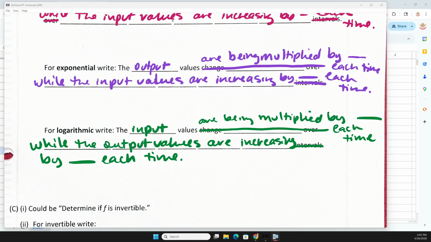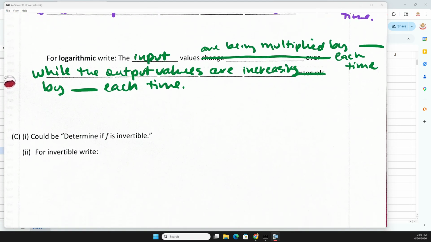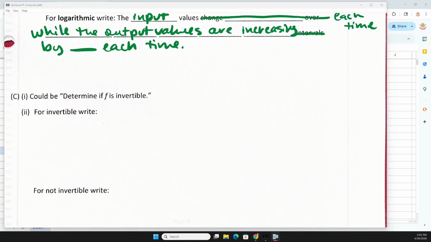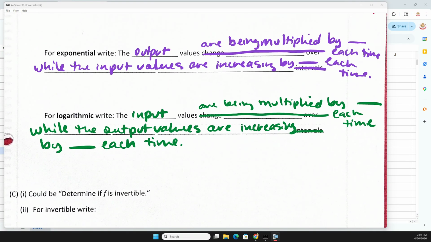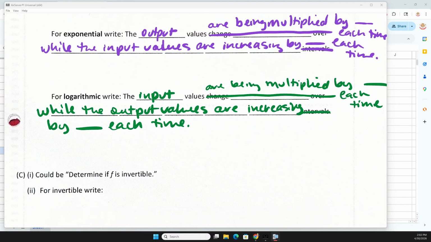All right, and then the other question it could ask is determine if F is invertible. So the first year we had this class, I guess it was 2024, the question on the free response one was the invertible question. And then last year, 2025, I'm pretty sure it was an exponential function. So it could switch back. I don't know. It's just a guess. I know it'll be one of these two for sure.